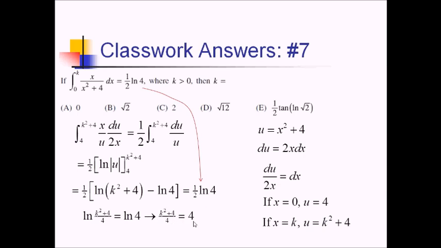Going a little further, I can multiply both sides by 4 to get 16. Subtracting 4 gives me 12. k squared equals 12. Well, it's time to take the square root, so we end up with k equals plus or minus radical 12. But they told us that k was positive, so we're just going to have positive radical 12, which gives us choice D.